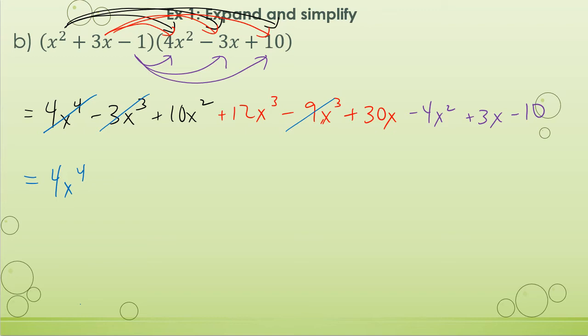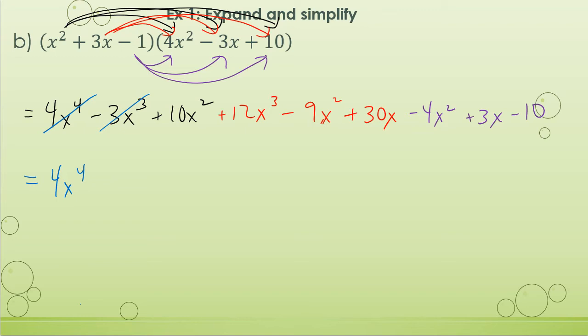So I must have heard some of you screaming at me at home on my typo. If that was you, awesome. I'm just going to erase this. So that shouldn't have been negative 9x cubed. That should have been negative 9x squared. And if you caught that, good on you. Good thing we caught it before it was too late.